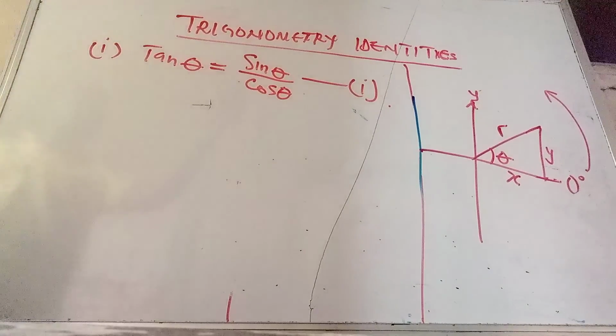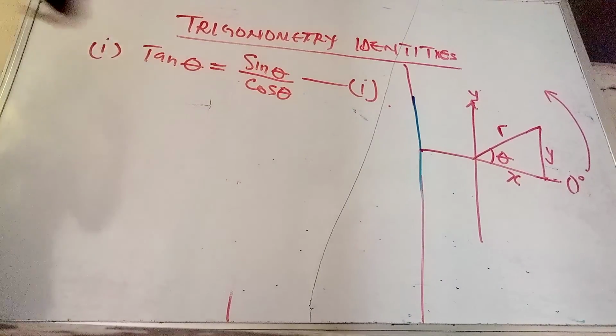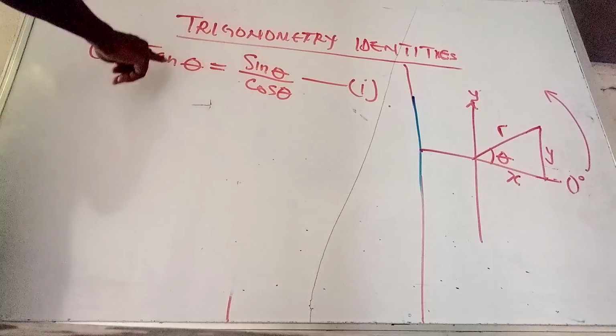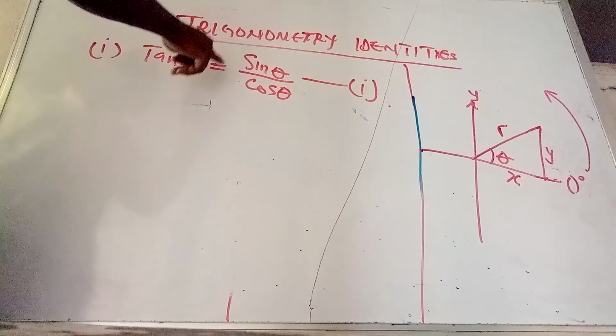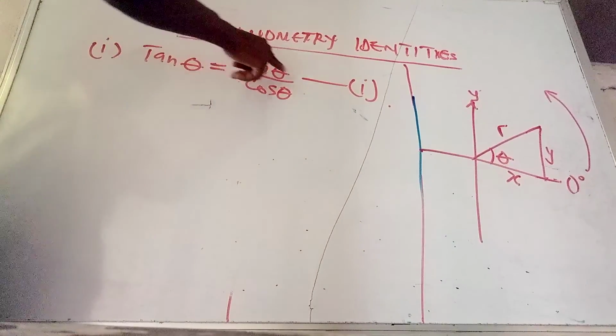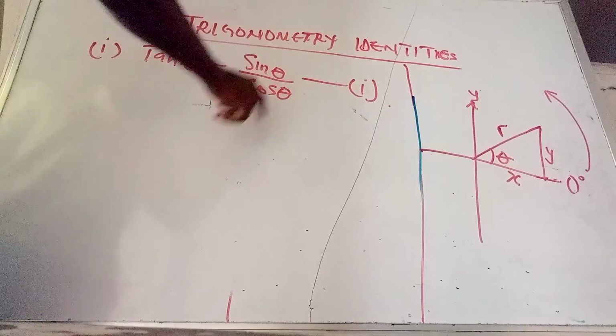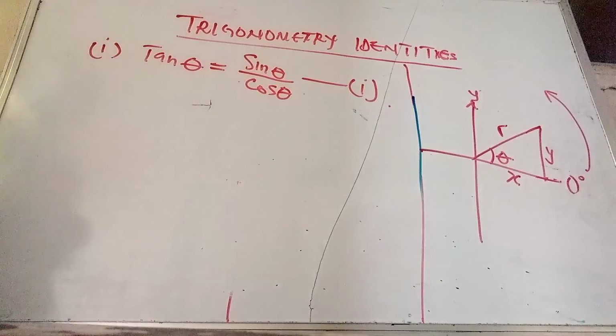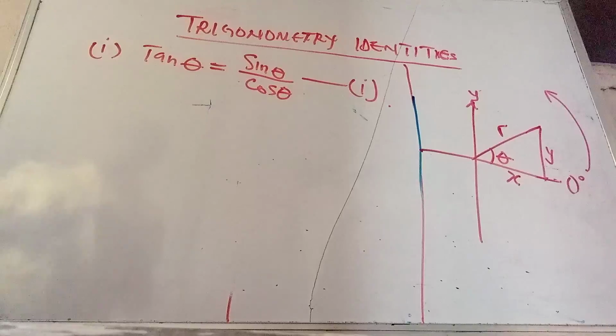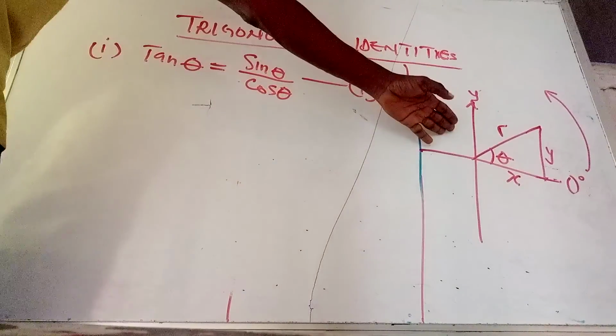The first identity, which is very important, is this. Tan of theta is equal to sine of theta divided by cos of theta. Always. How do we arrive here? Let's go to the 4 quadrants we have there.